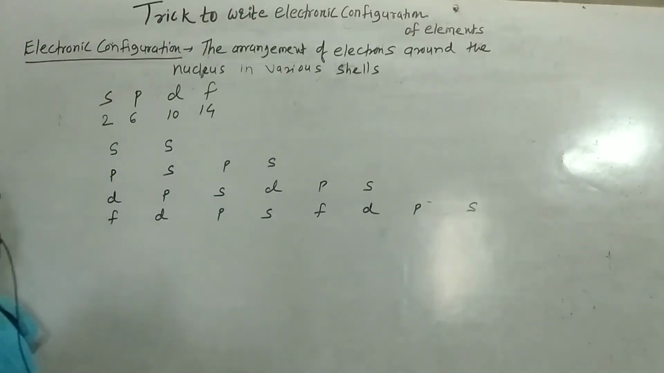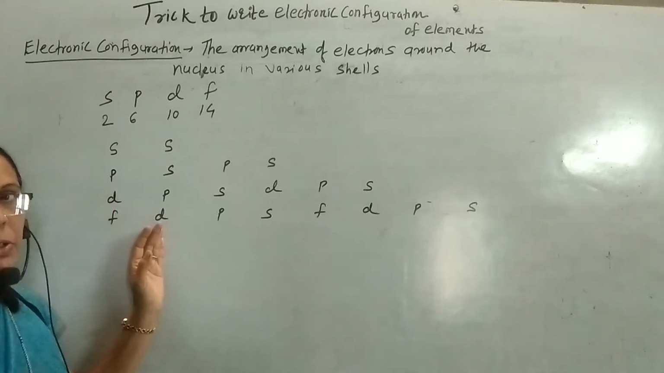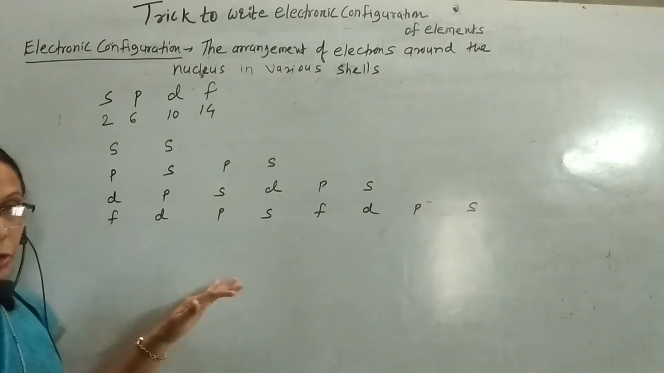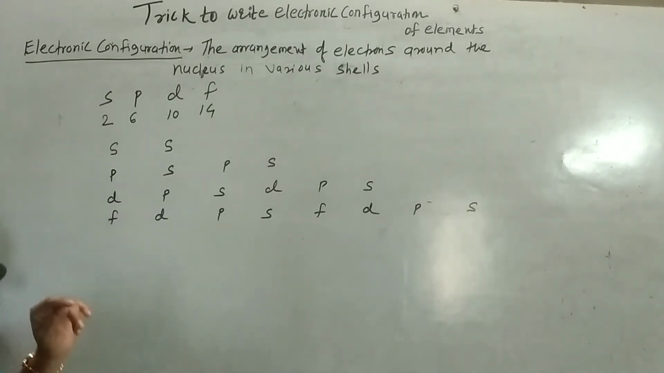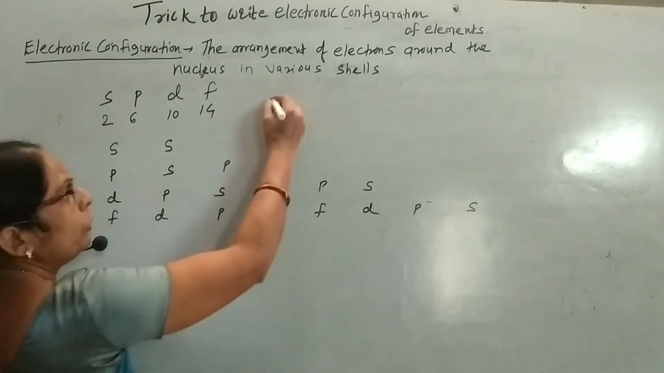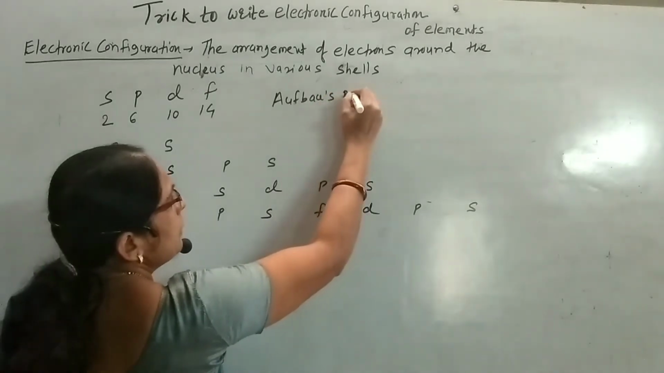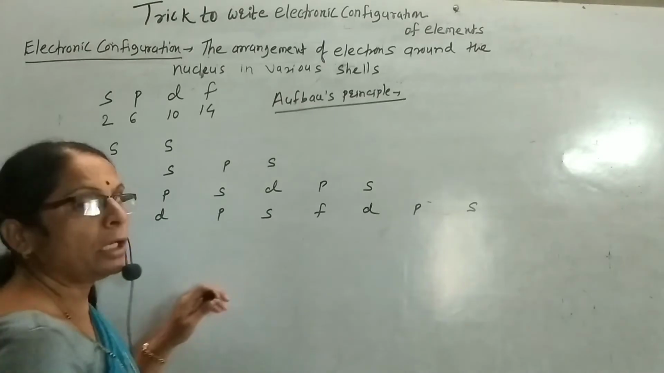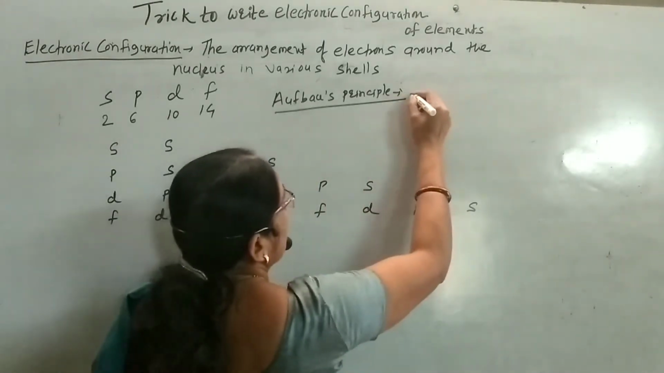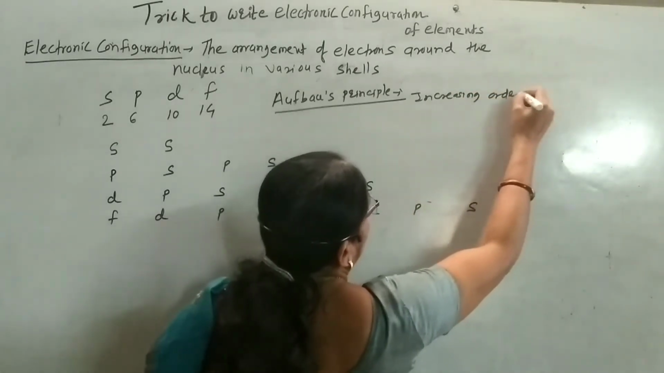In order to write the electronic configuration of the elements, we have to know the sequence of the orbitals in which the electrons are to be added. When considering the electronic configuration of an element, we have to add the electrons according to the above principle. The above principle says that the filling of electrons takes place in increasing order of their energy.